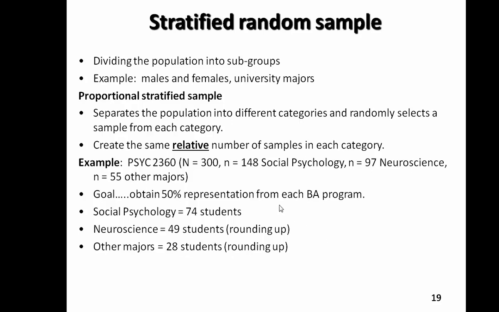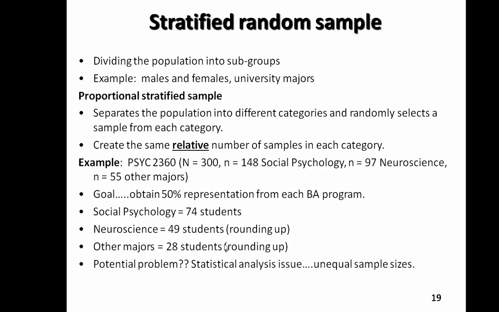And so what we see here is we get that proportional representation from each of these subgroups, but when we take the proportional approach, we end up with a different overall number. And so this creates a potential problem that is addressed from a statistical analysis perspective. From a statistics perspective, we're dealing with unequal sample sizes, but there are statistical techniques that can adjust for the variability that sometimes is created with unequal sample sizes.